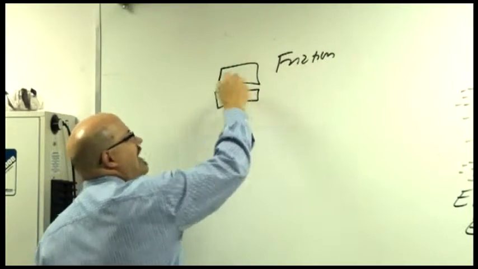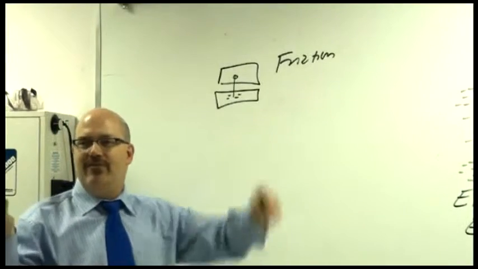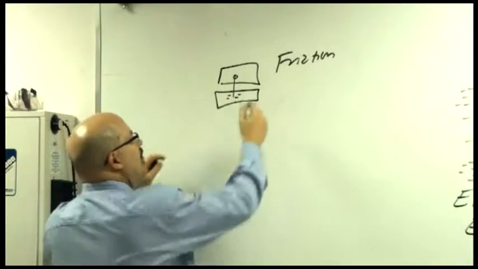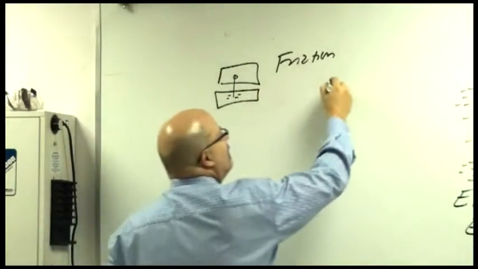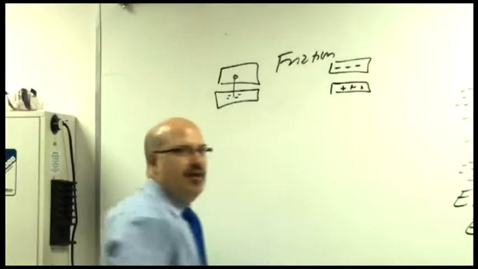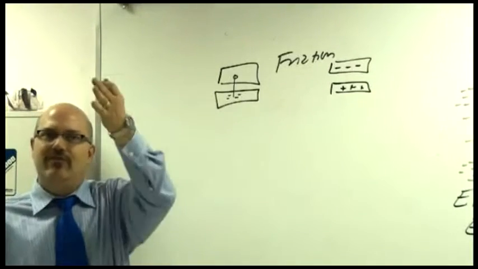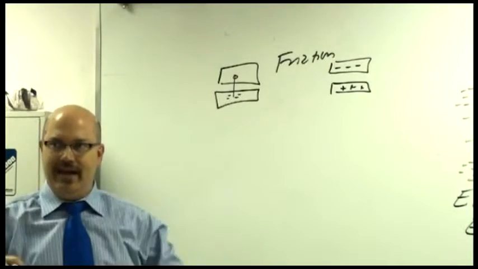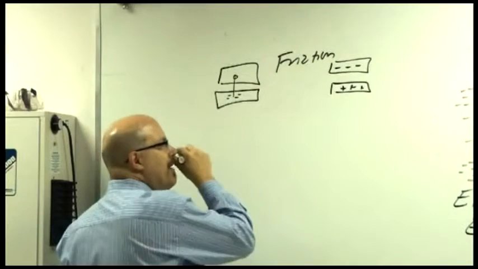Negatives move from one to the other, leaving one positive and one negative. So this one would end up being positive, and this one would end up being negative. And you'd have conservation of charge. However much positive one is, the other one will be that much negative. Okay, conservation of charge. The other one is contact.